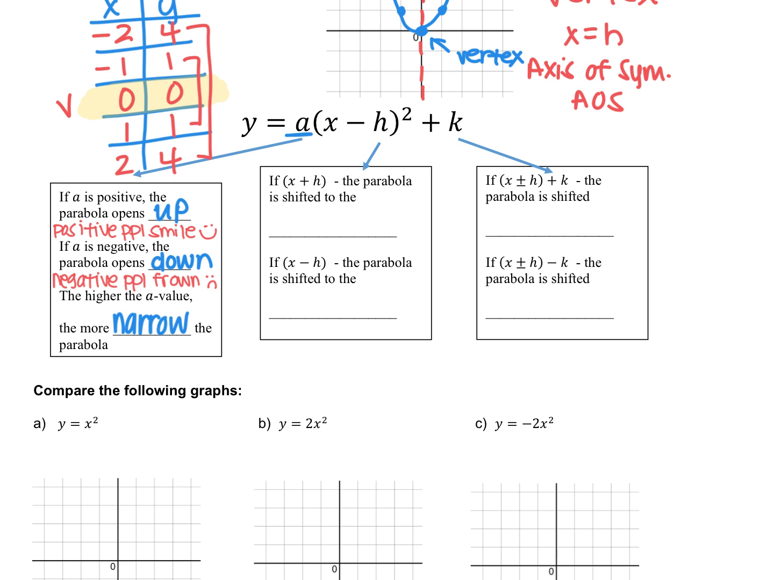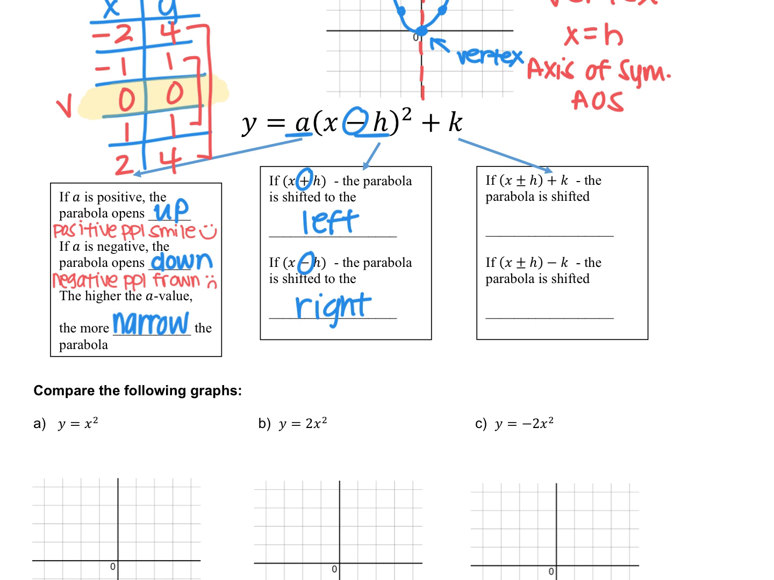So the next thing is H. H is inside the parentheses. If there's no parentheses and it's just x squared, then there's no H, or H is 0, okay? H is inside the parentheses and it tells us whether we go left or right. You might notice in the formula here, it's minus H. What that does is that changes our perception of what we're actually doing. So when H is positive, we are going to shift to the left. When H is negative, we're going to shift to the right. So it's opposite of what you would normally think of. Normally we think of right as positive and left as negative. But since there's a negative in our formula, it changes that.